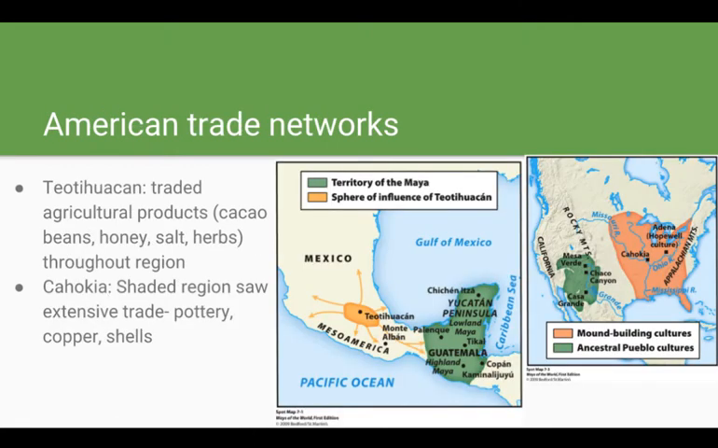And for the American trade networks, Teotihuacan was a major trading city in what is present-day Mexico. There's a list of some things they traded here. And then, of course, they traded with the Mayan territory. And then over here in Cahokia, we have a large trade network centered roughly around the Mississippi River Valley.